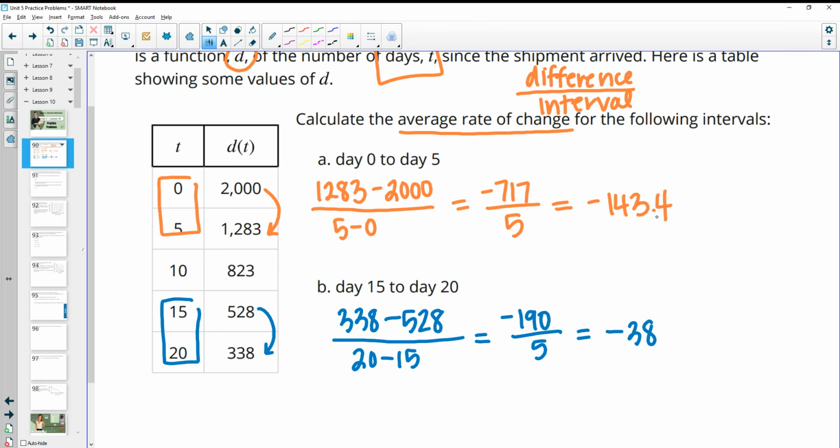So meaning, on average in this first one, they sold 143 decks each day. And on average from day 15 to day 20, they sold 38 decks a day.